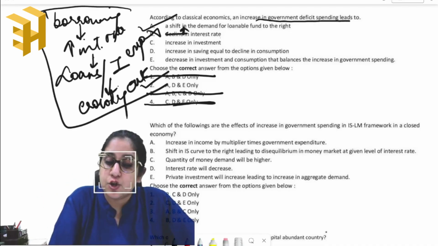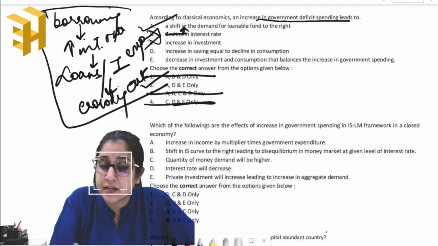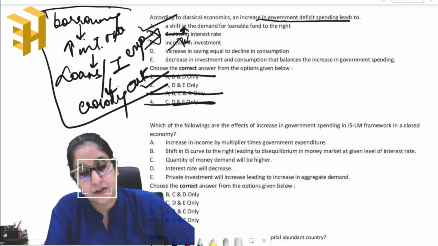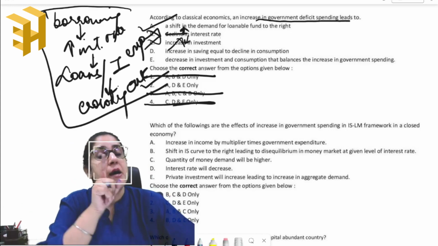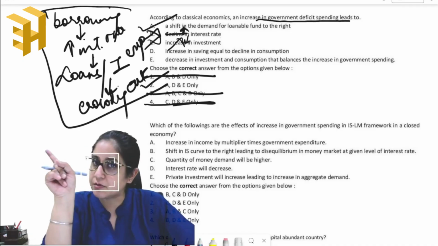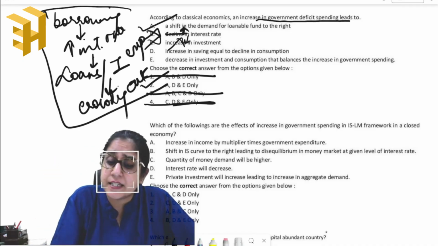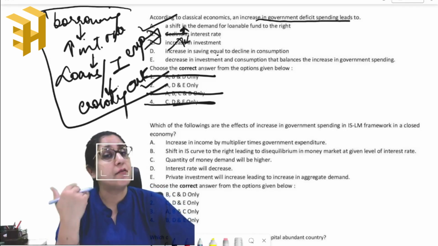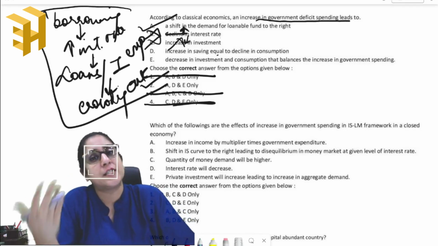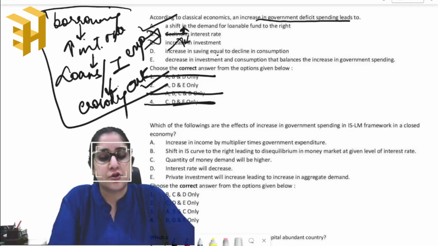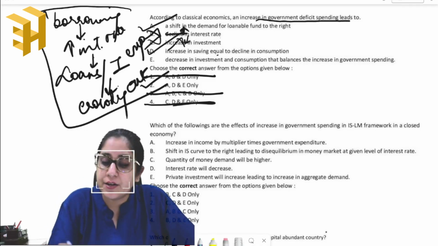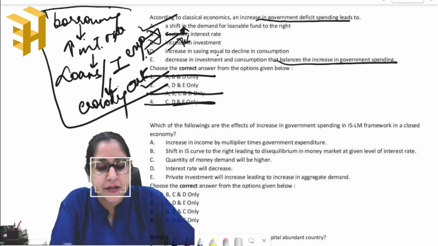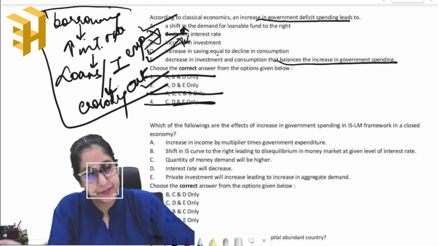Increase in investments? No, that will be a decrease in investment, because now investments or borrowings have become more expensive, and there is an inverse relationship between your interest rate and the investment level. Increase in saving equal to decline in consumption? That is true, because once this interest rate increases, people tend to save more rather than consume more. So this statement is true. Decrease in investment and consumption, that balances the increase in government spending. This is also true. Okay.